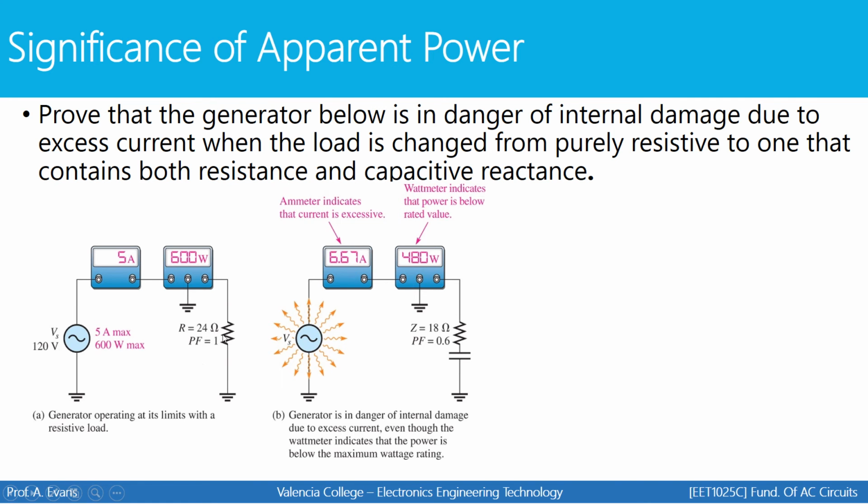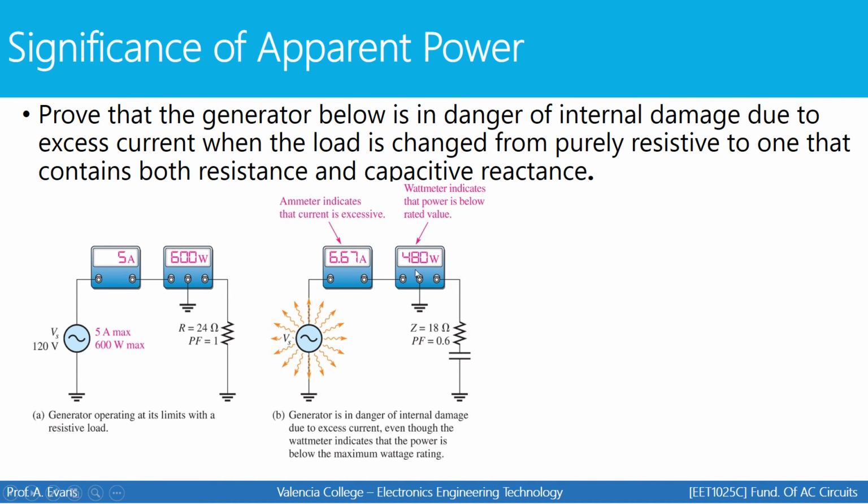Now let's say that I take the same circuit with the same source and I change the load so that it's not just a resistor, it's a resistor in series with a capacitor. Now the total impedance of this load is 18 ohms, and I've decreased the power factor from 1 down to 0.6. If I look at the meters, the meter for current is reading 6.7 amps. The current is too high. So you might have damage to your source because of excess current.